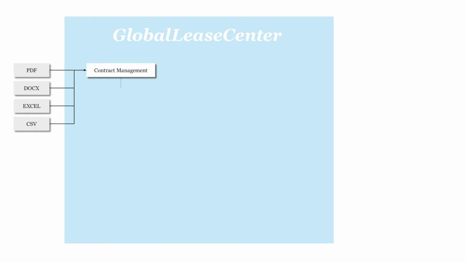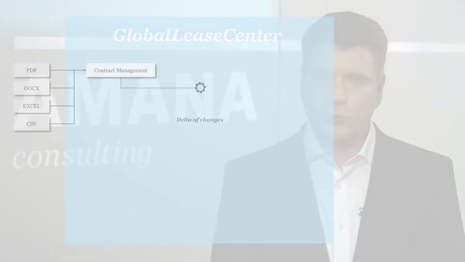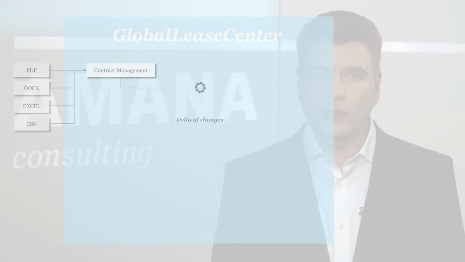During the leasing contract terms, the GlobalLeaseCenter automatically considers all changes to your contract portfolio. The so-called delta logic ensures that only up-to-date contract data is considered for further processing. The system always calculates new contracts over the entire term, supplying you with data for detailed forecasts.